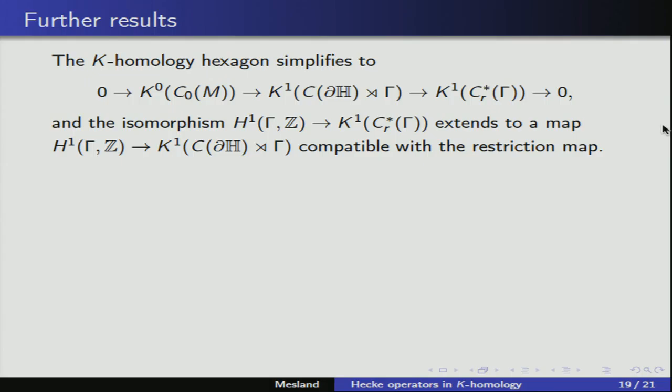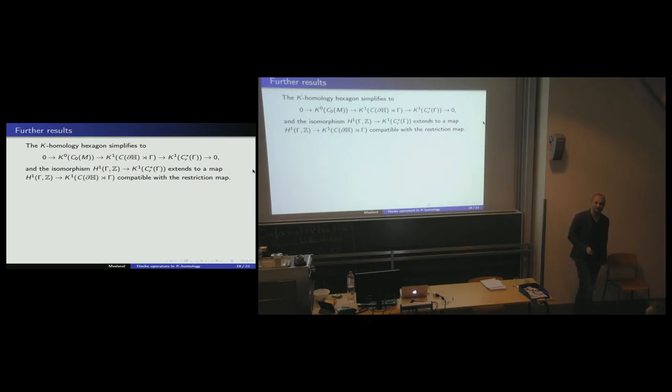Another thing that happens in low dimensions is that this exact hexagon actually falls apart. And it becomes two short exact sequences. The one we focus on is this one, which takes K0 of C0 of M and K1 of the boundary, K1 of the group. You can say that from a cohomology perspective, the even sequence is the same. But if one is honest, then it's easier to deal with odd K-homology. For us, it was. I have no idea how to deal with the even sequence. But this is good enough.